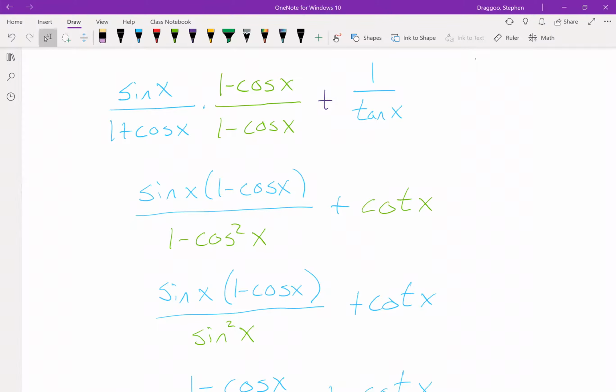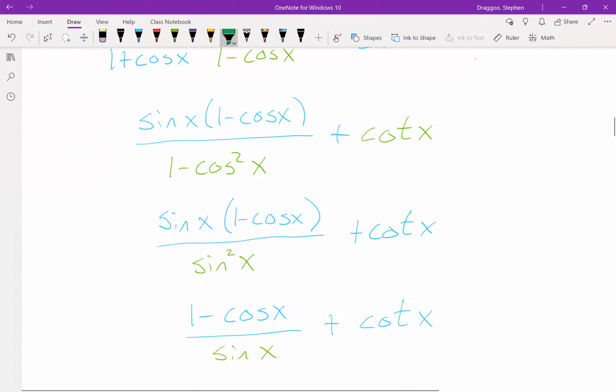Now into the next step, I'm going to multiply the 1 plus cosine times 1 minus cosine, which again is a difference of squares, to come up with 1 minus cosine squared. And on the right, I'm going to change 1 over tangent to cotangent. Now down to the next step, 1 minus cosine squared is a Pythagorean identity. So 1 minus cosine squared is equal to sine squared. So I've made that change.